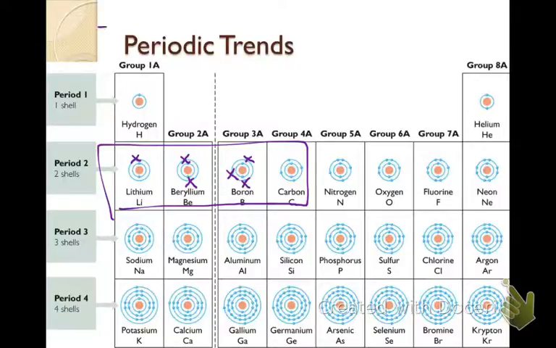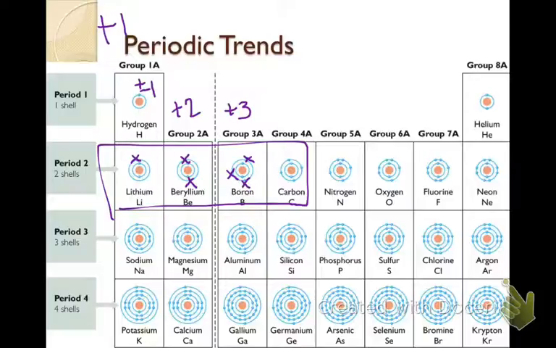So any group 1 will be a +1 charge. Hydrogen is also an exception. It can also be a -1 charge. So a plus or a -1. Group 2, these are all metals, so these will be a +2 charge, so they'll get rid of their 2 valence electrons. Group 3 will be a +3 charge, because they'll get rid of their 3 valence electrons.